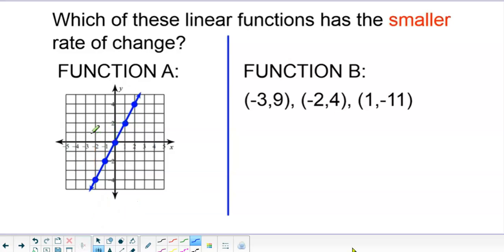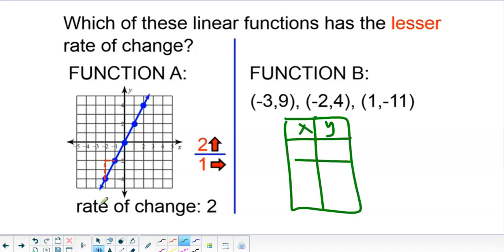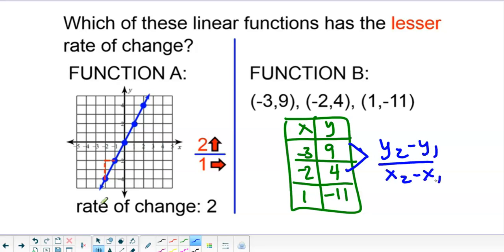So again, when you have a graph, you calculate the rate of change by finding the rise, or the delta y, over the run, the delta x. So for us, this graph has a rate of change of 2. Now let's take a look at function B. Function B is a bunch of ordered pairs. This can also be organized as a table, just like in the last problem. Simply put your ordered pairs together in the same row, like this. Then choose any 2 points you like, and calculate the rate of change using this formula.